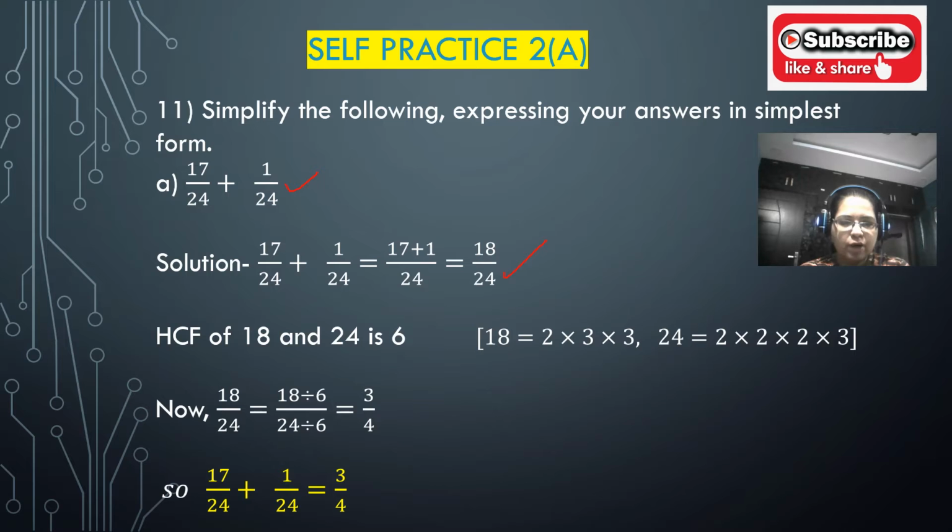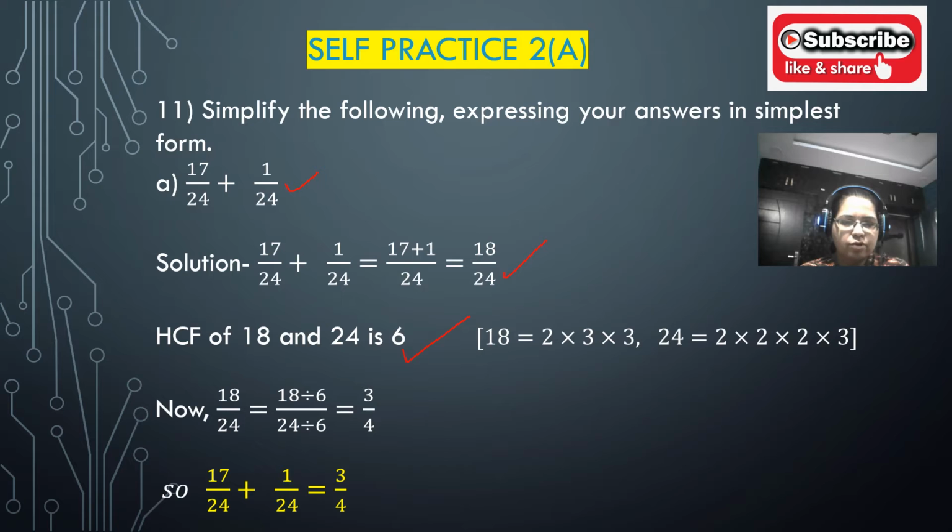First we have to find the prime factorization of 18 and 24. Prime factorization of 18 is 2 multiplied with 3 multiplied with 3, and prime factorization of 24 is 2 multiplied with 2 multiplied with 2 multiplied with 3. So here common factor between 18 and 24 is 2 multiplied with 3. So highest common factor of 18 and 24 is 2 multiplied with 3, that is 6.